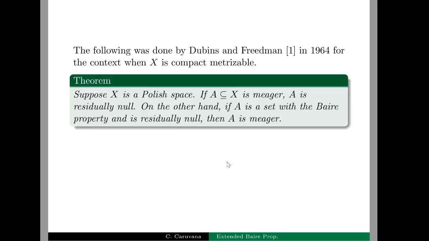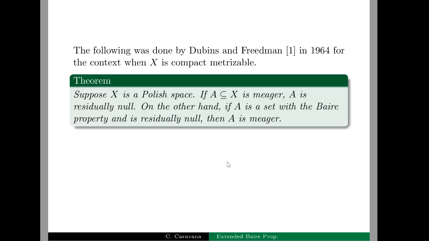So maybe we're feeling the extension coming along. Also, if my set has the Baire property and is residually null, then it is also meager. So the sigma ideal meets the Baire property sets in exactly the meager sets. So many questions arise, like, is this ideal different from the usual ideal?